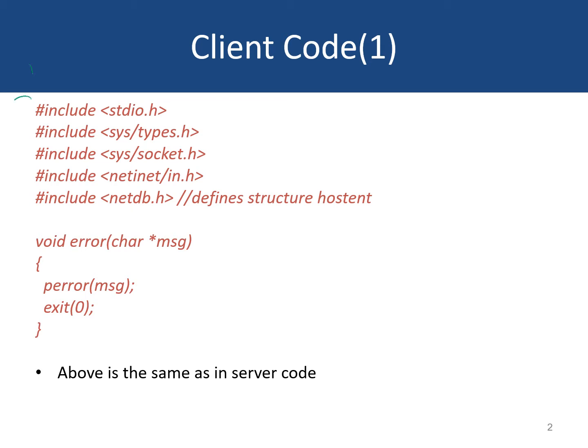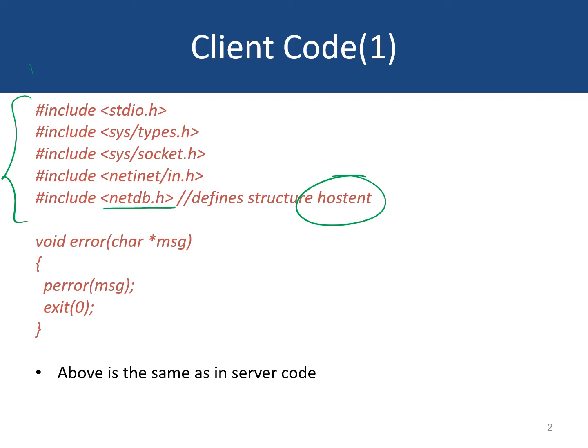Once again, we have a bunch of header files included at the beginning of this program. Now most of these header files are the same as those that were included in the server program as well, so we are not going to go through them again. There is one addition here though, which is this header file netdb.h. This header file defines the structure hostent. We'll be using this structure later in the program.